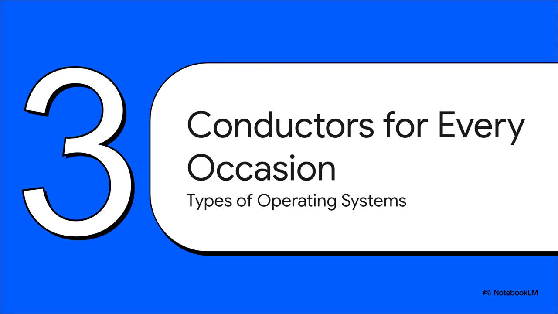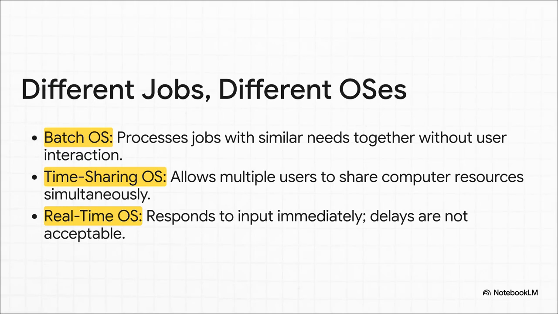Of course, an orchestra for a huge blockbuster movie is totally different from a small jazz quartet. And in the same way, operating systems are specialized for different kinds of performances. For example, a batch OS is all about efficiency. It's designed to run massive jobs, like a company's payroll, overnight without anyone having to touch it. Then you have a time-sharing OS, like you'd find on a university server, which is built to let hundreds of users all share one powerful computer at the same time. And then there's a real-time OS. This is for situations where timing is everything. Think air traffic control or a robot surgeon, where even a tiny millisecond-long delay could be an absolute disaster.